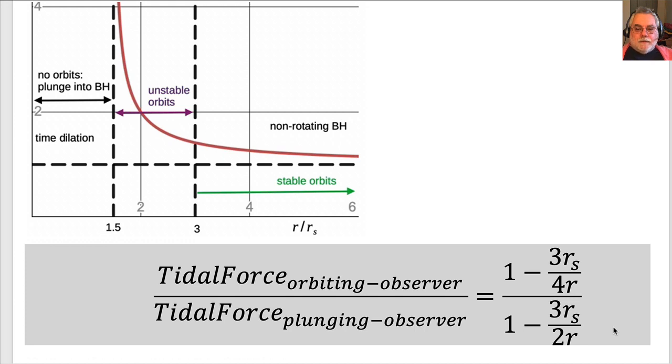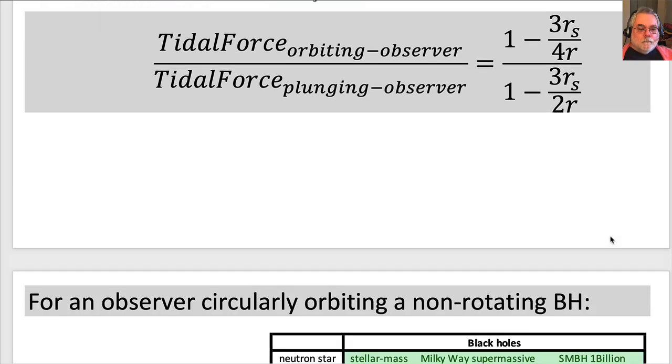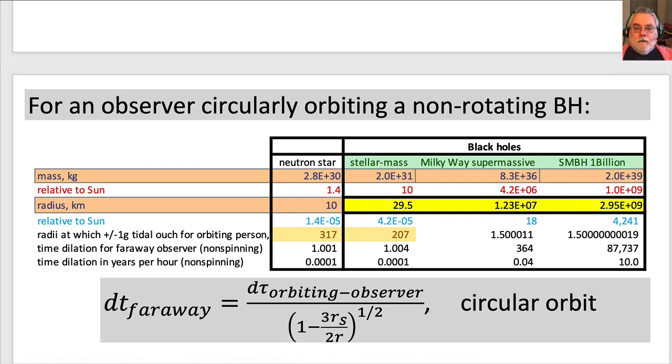I have calculated the closest orbits, stable or unstable, that a human can survive tidally and the time dilation at those orbits. A human observer starts to feel tidally uncomfortable 320 radii from a neutron star and 210 Schwarzschild radii from a 10 solar mass black hole. At those standoff distances, the time dilation for the neutron star or stellar mass black hole is way too small to serve as good science fiction portals to the future.